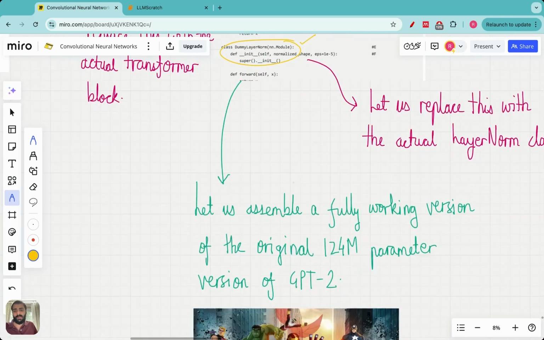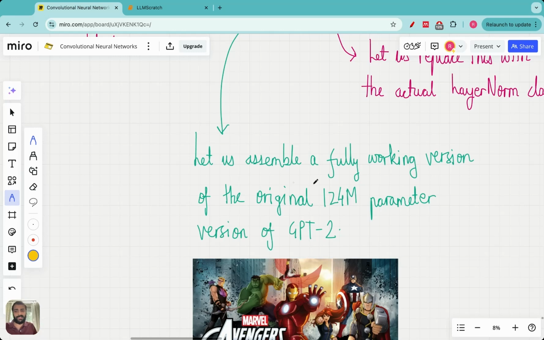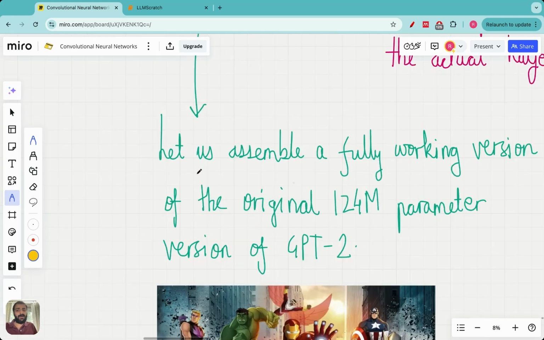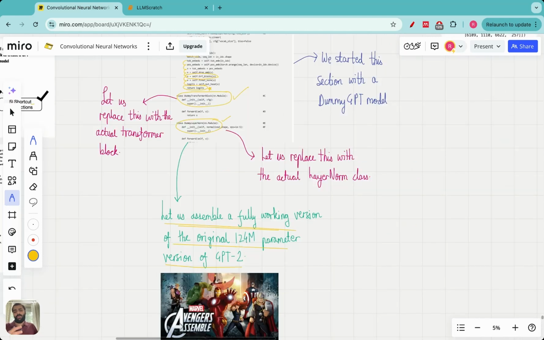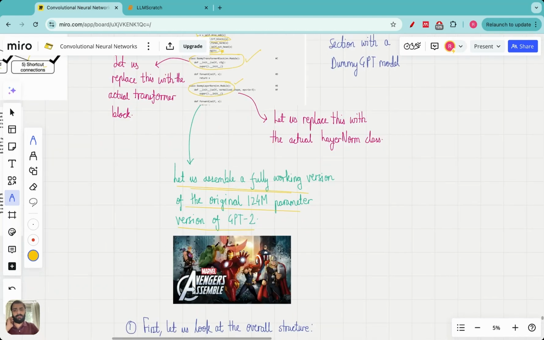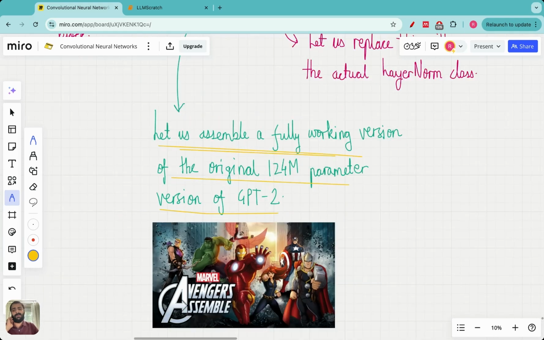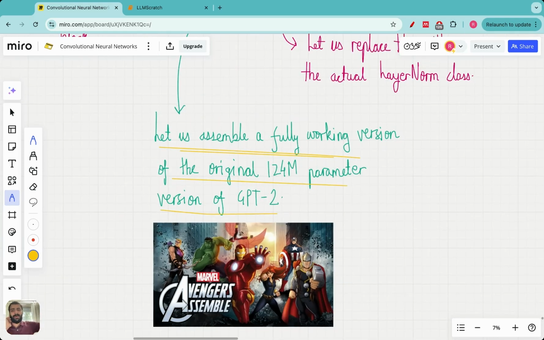Okay, so now we are ready to achieve the goal of today's lecture, which is to assemble a fully working version of the original 124 million parameter version of GPT-2. So we are going to do a pretty awesome thing today. We are going to take input texts and pass them through this entire GPT-2 architecture, which by the way has 124 million parameters, and then we'll get the output tensor. And all of this we'll be doing on our local computer. I'll be sharing the code with you so you'll be able to execute it on your own end.